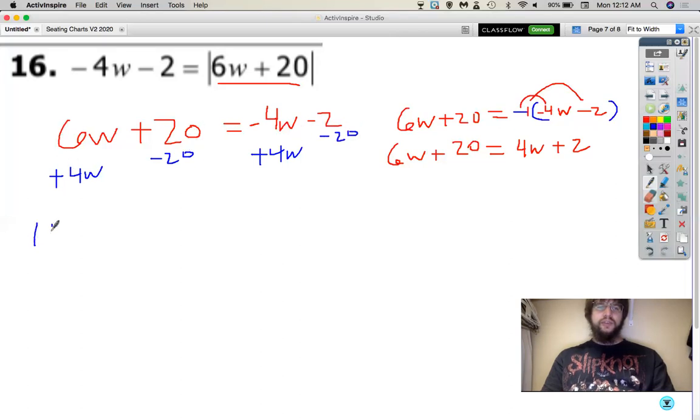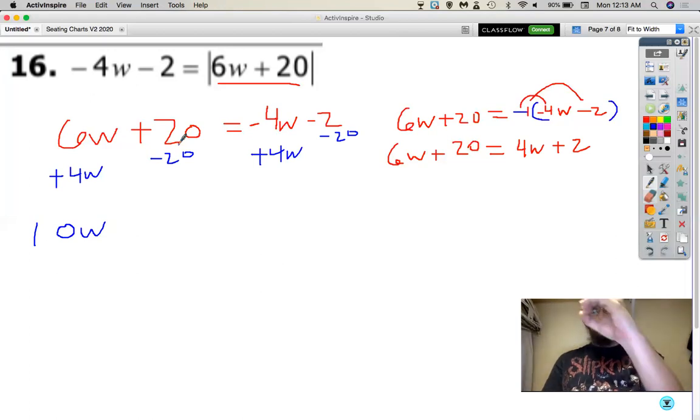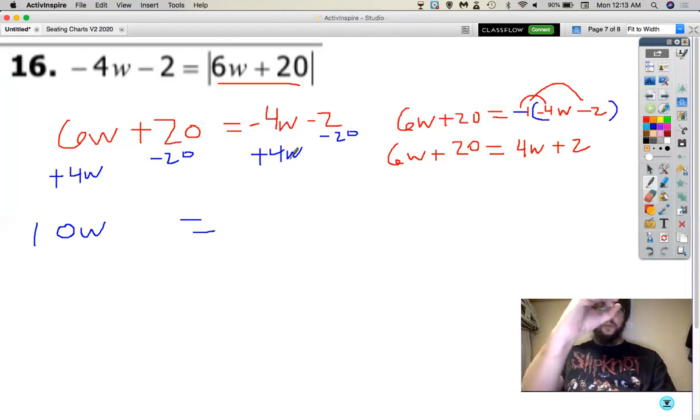6w plus 4w is 10w. 20 minus 20 is 0. Equals negative 4w plus 4w, another 0. Negative 2 minus 20 is negative 22.